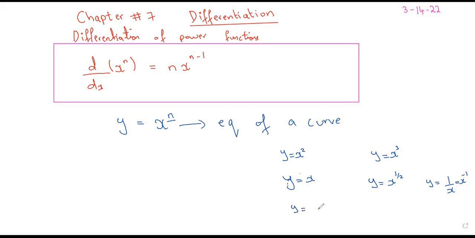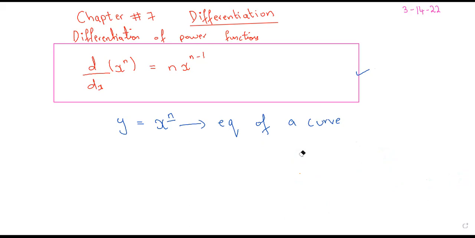It could be y equals x to the power minus 2. Now, what are these? All these are different types of equations, and the formula that I've written above is used for all these types of equations. So how do we do it?